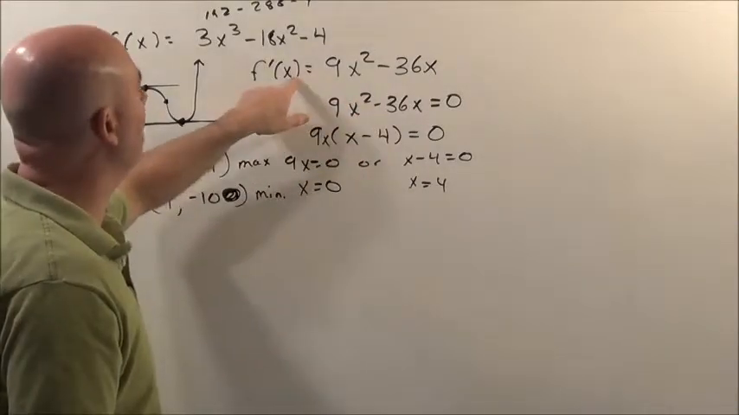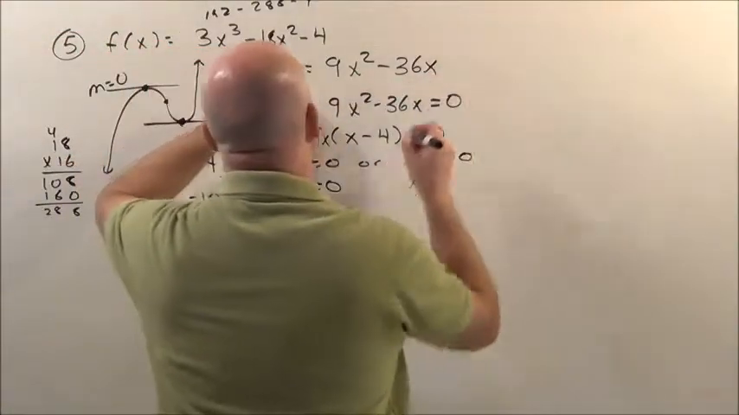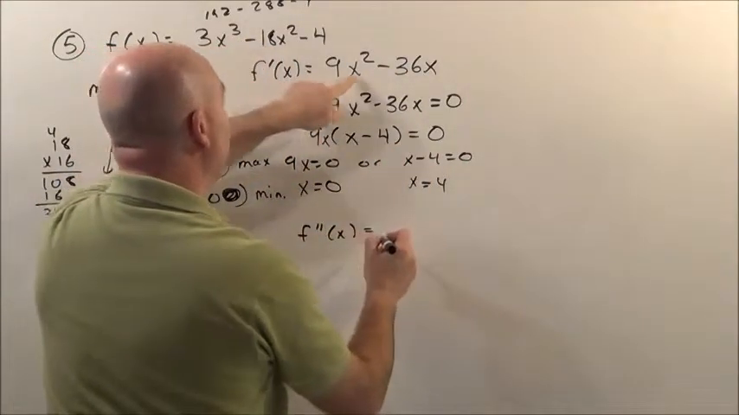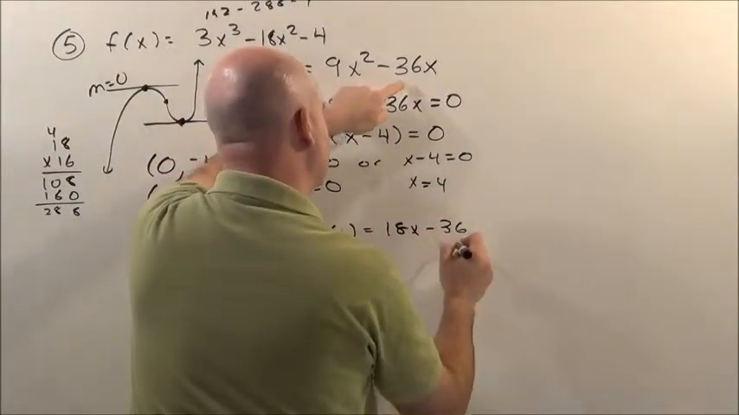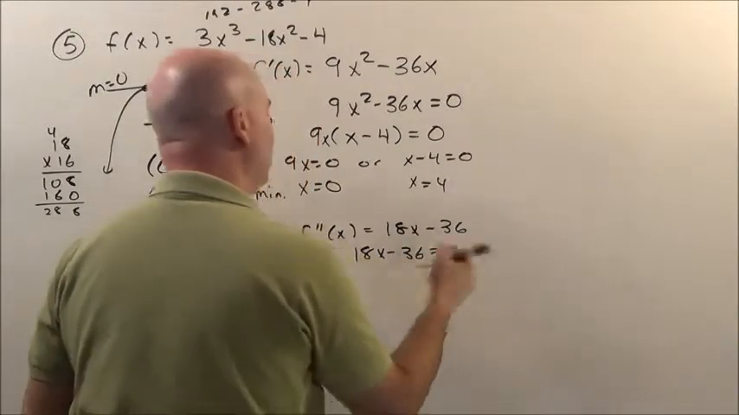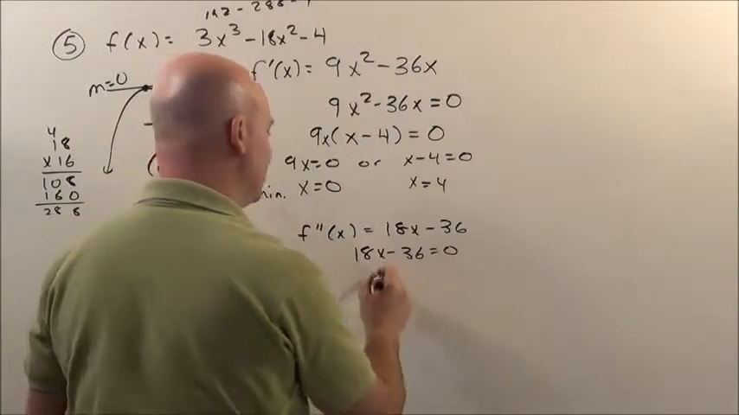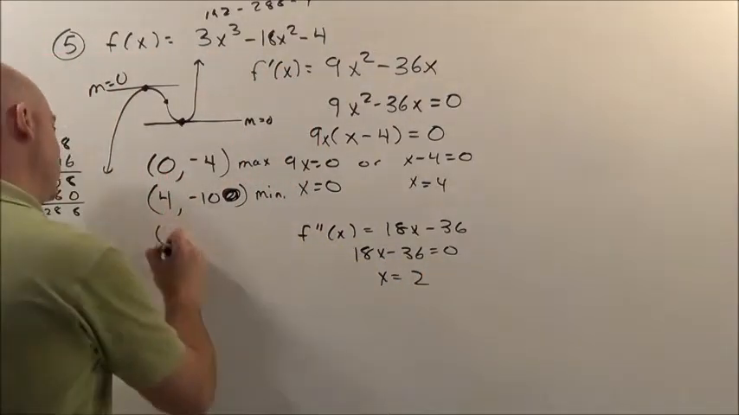But let's go ahead and do it by taking the second derivative. So the second derivative of the function is 18x minus 36. We set that equal to 0. Pull 18 out, or you can see x is going to be 2, because 18 times 2 is 36. Also, like I said, in the middle of those guys.